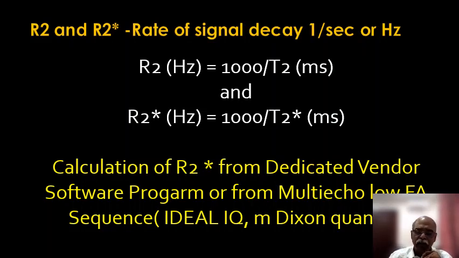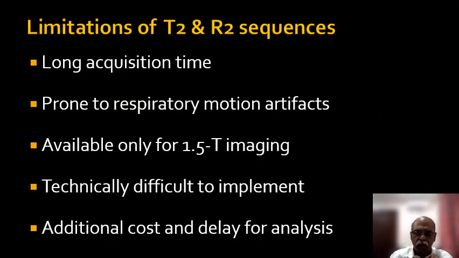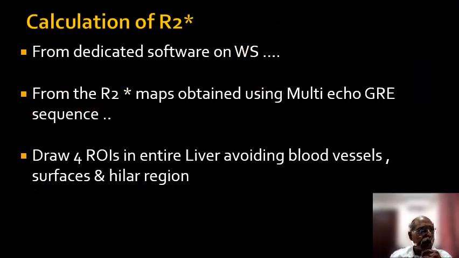This is what is known as T2 star and R2 star equation, and both of them are very useful. I reiterate, R2 star if very high or T2 star if very low, that means there is iron overload status. Please remember that. Now, I already told you about T2 star, R2 star and T2. How do you calculate R2 star?